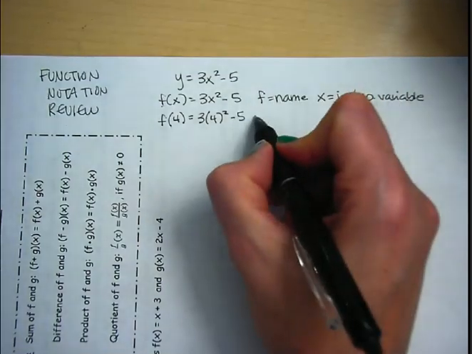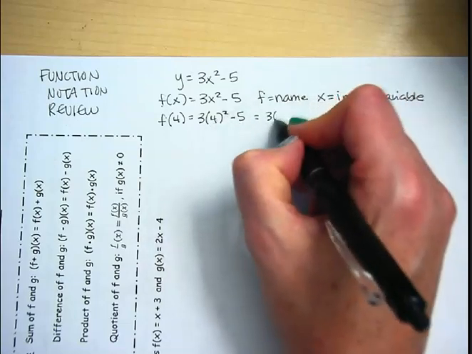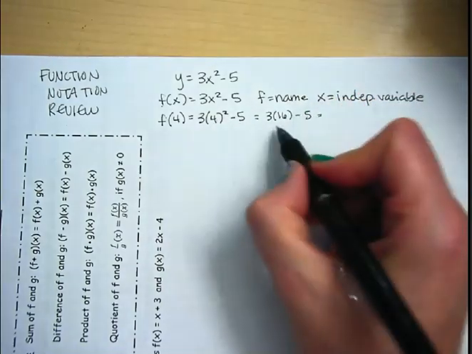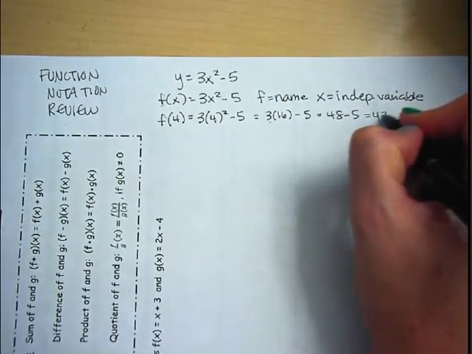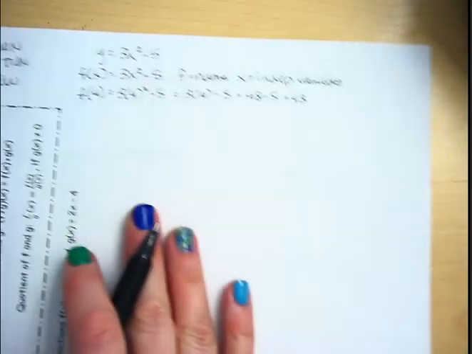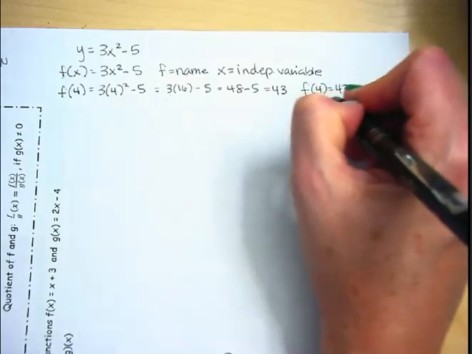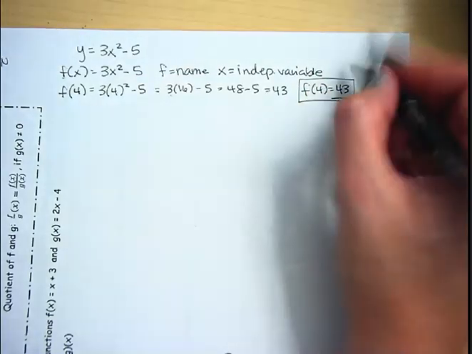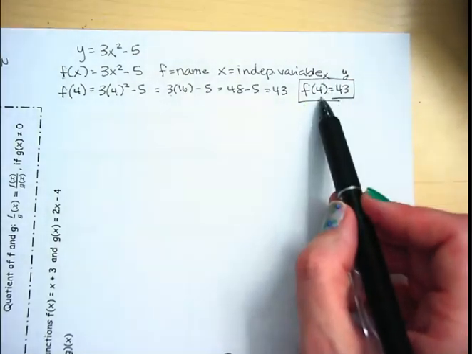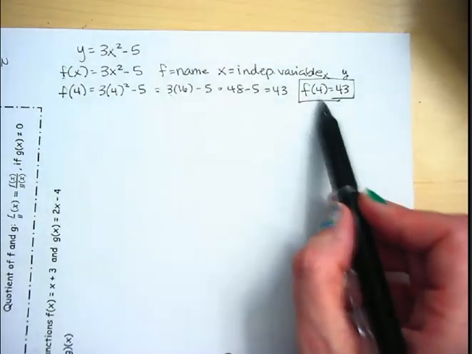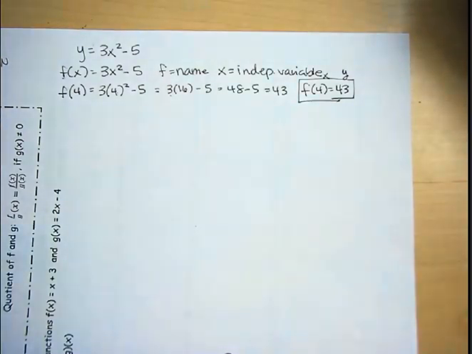follow my order of operations. So I'm going to do exponents first. 4 squared is 16. Multiplication next. 3 times 16 is 48. And then I have 43. So we would say here, or we could say that f of 4 equals 43. 43 is the y value when the x value is 4. That's one great thing about function notation, is you can automatically see the ordered pair, the two numbers that go together, just from the way you write your final answer.